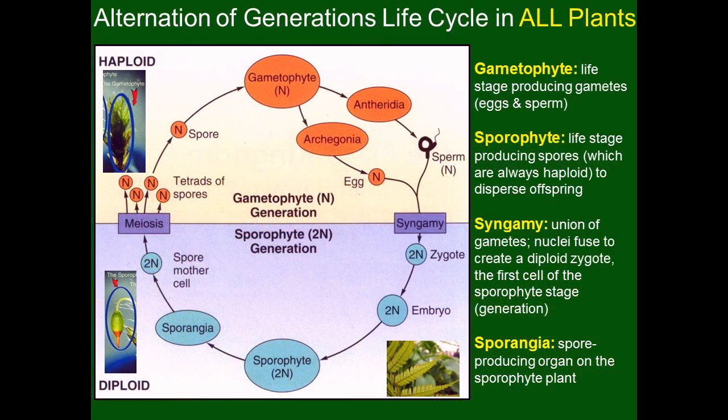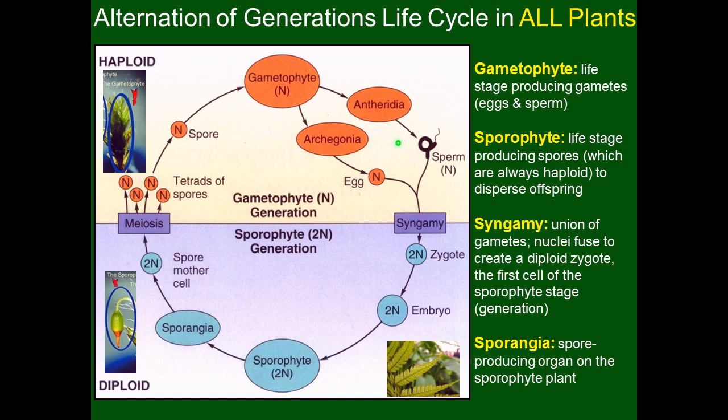The alternation of generations life cycle is seen in all plants. There's a gametophyte generation, and that's the top portion of our diagram here. It's in that light tan color. The sporophyte generation is in the purple and below. The gametophyte is the life stage producing gametes. So they produce eggs and sperm via what? Mitosis or meiosis? You've got to think about that one.